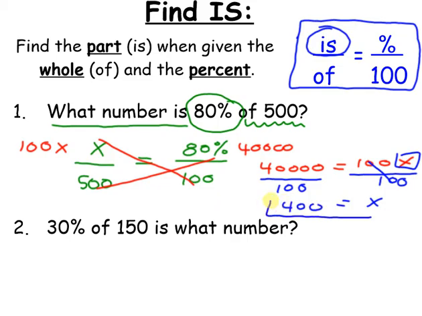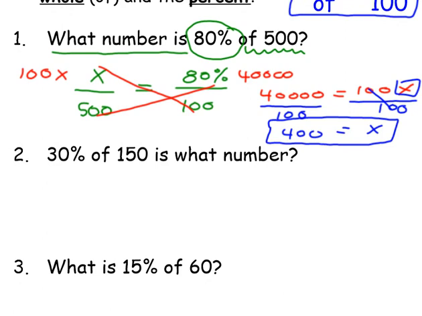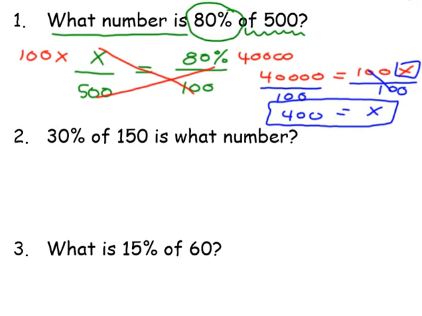Now, what does this tell you? Again, think about it in terms of a test. If you had 500 problems on the test, you got 400 right, that's going to be an 80%. Okay, let's take a look at the next problem. So I'm going to annotate it the same way.